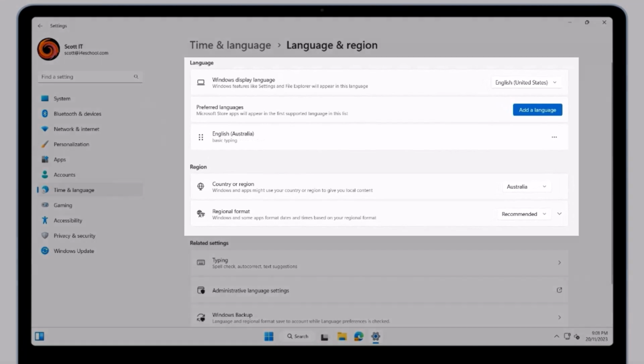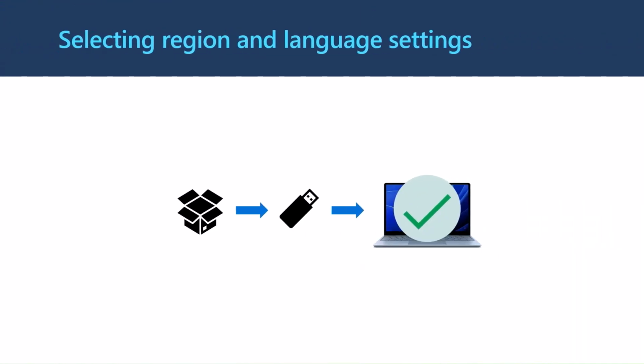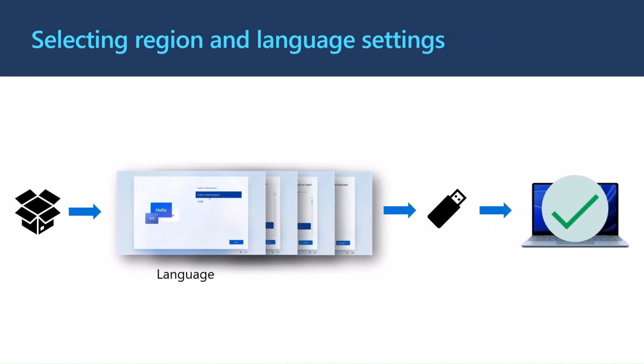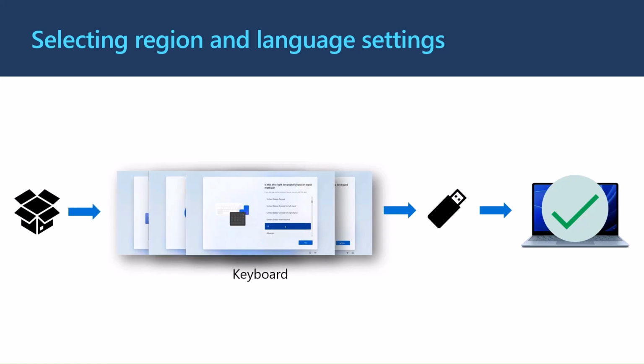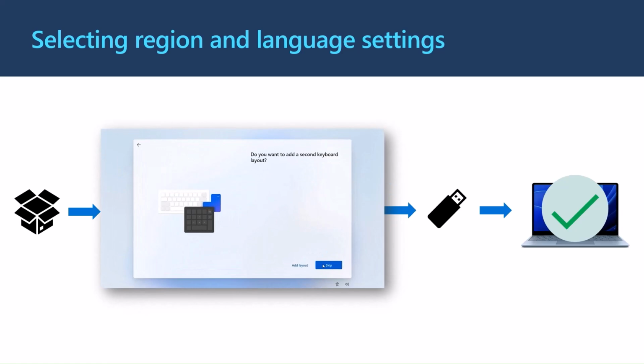If your device's default regional and language settings don't match what you need, or you aren't sure, you can select them manually after powering on the device, but before you insert the USB drive. Power on the device, choose the language, region, and keyboard settings, then, on the Add a second keyboard screen, insert the USB drive to start provisioning.